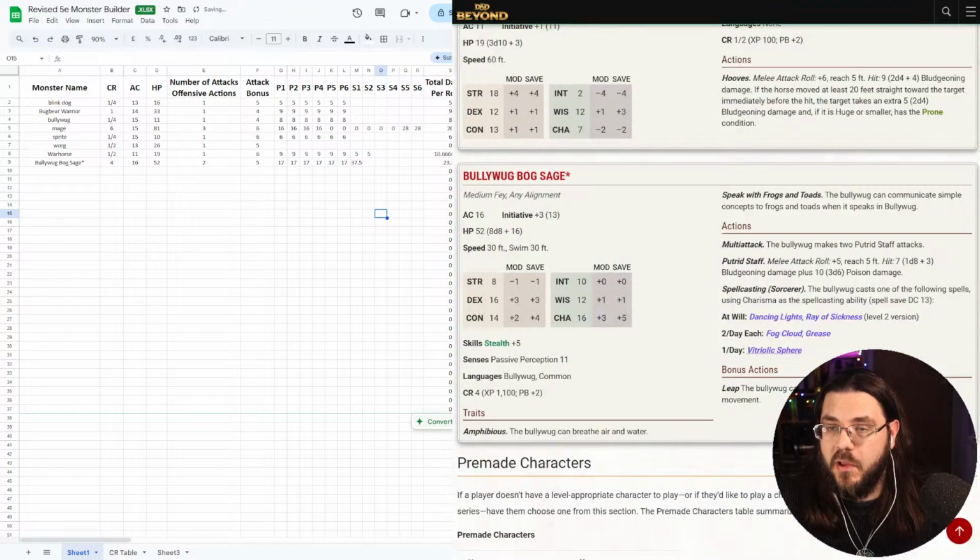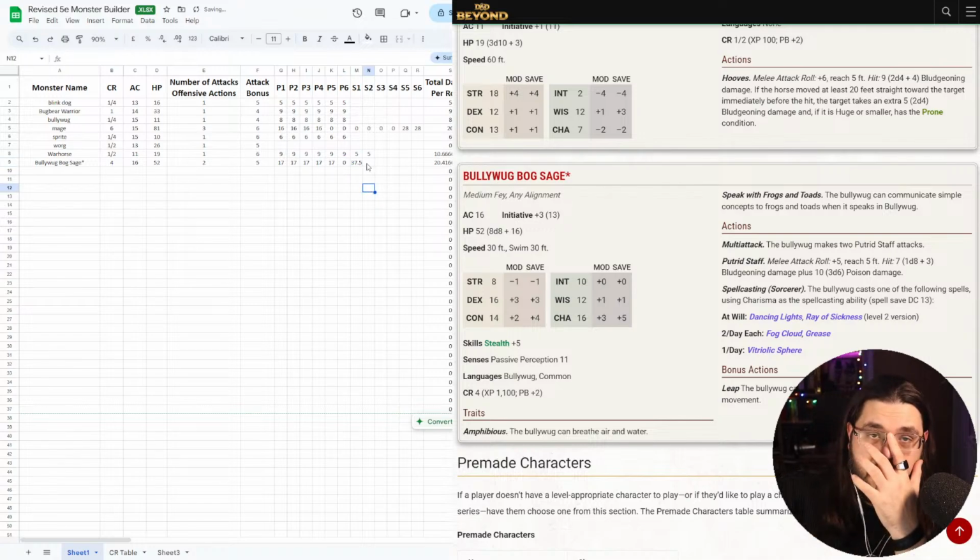It's going to be 37.5 once, and that will replace one of its attacks. Cast one of the following spells. Yeah, that replaces one of its attacks. So change that to 0.